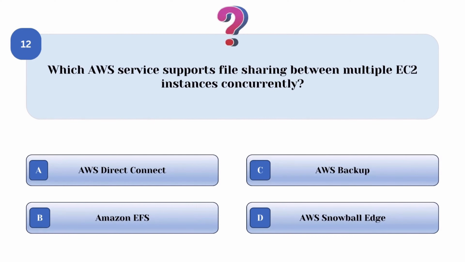Which AWS service supports file sharing between multiple EC2 instances concurrently?